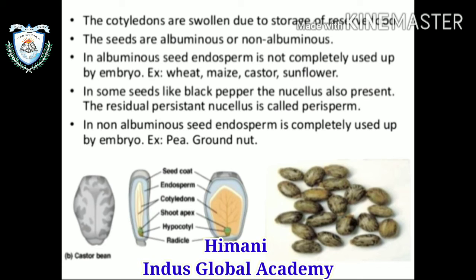So what are albuminous seeds? Albuminous seeds are those seeds in which endosperm is not completely consumed or used up by the growing embryo. Examples: wheat, maize, castor, sunflower. In some seeds like black pepper, the nucellus is also present. The residual persistent nucellus is called perisperm. And in non-albuminous seeds, endosperm is completely used up by the embryo. Examples are pea and groundnut.